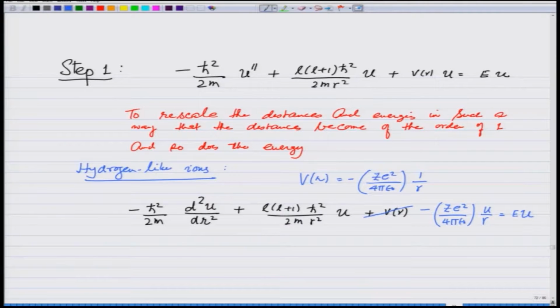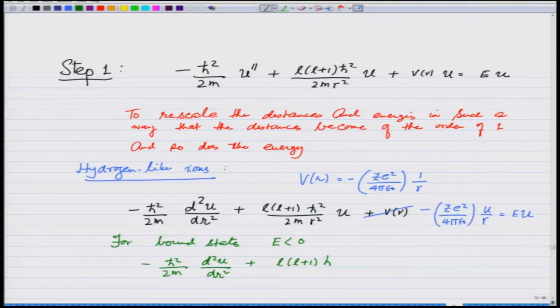equals E u. Now, obviously, for bound states E is going to be negative, E is less than 0. So, I am going to rewrite the equation as minus h cross square over 2m d2u over dr square plus L(L+1) h cross square over 2m u over r square minus Z e square over 4 pi epsilon 0 u over r equals minus mod of E times u.